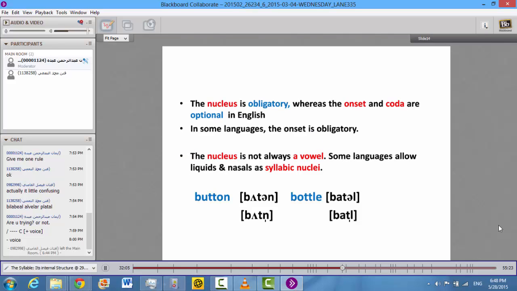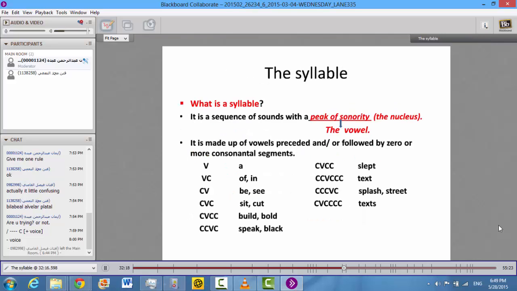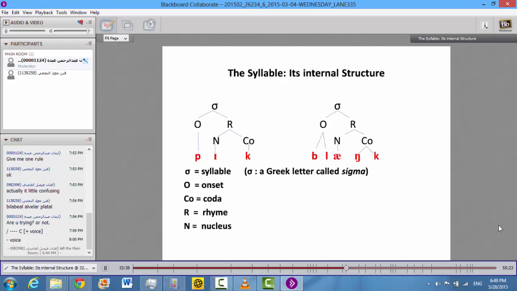The nucleus is obligatory. We must have a nucleus. We must have a vowel. You cannot find any word in English without a vowel. If we go back to the previous slide, you notice all the vowels in the middle. Even in the first example, the indefinite article, it's a vowel. You don't have anything in English that's just a consonant. It should be a vowel, even if it is alone or followed or preceded by a consonant.